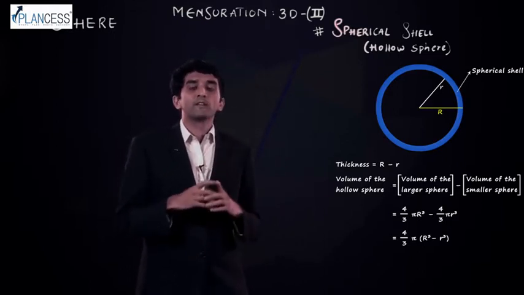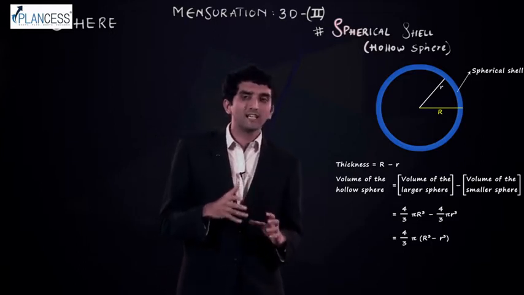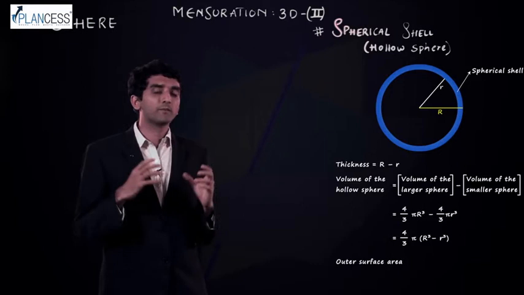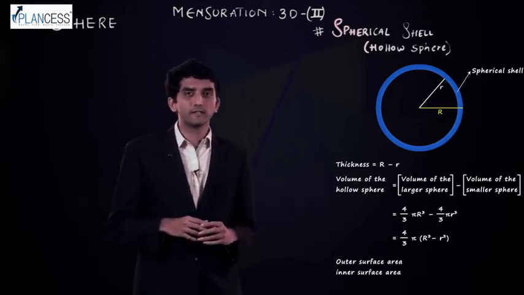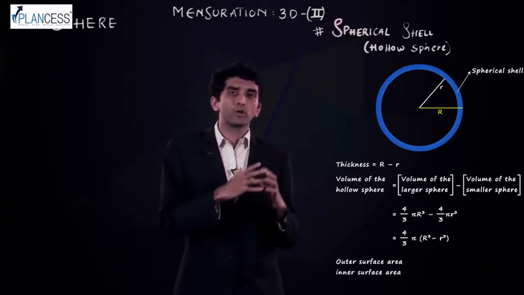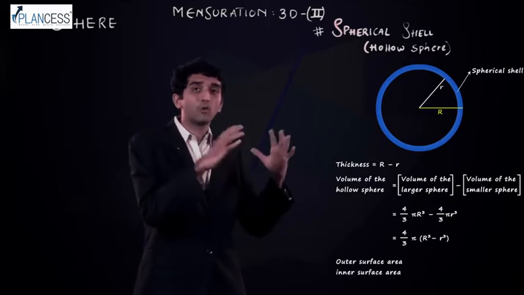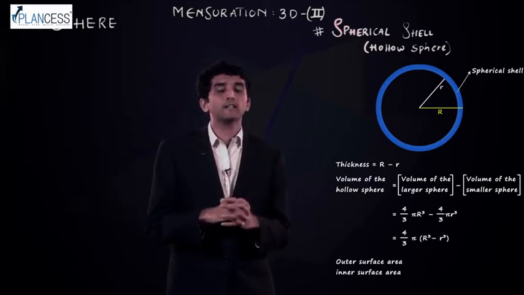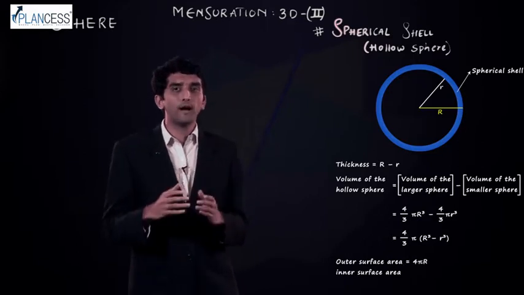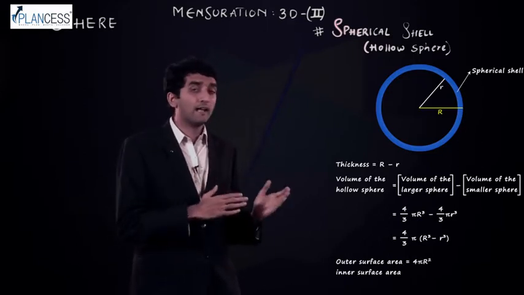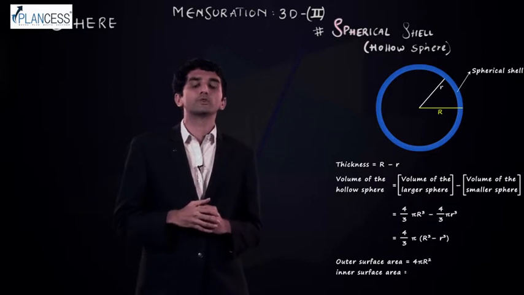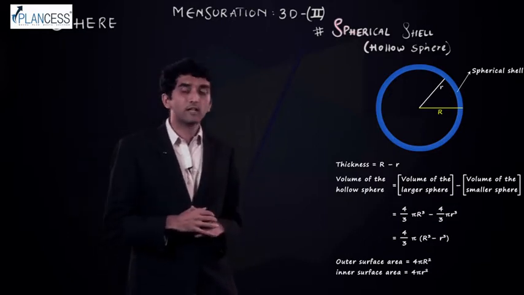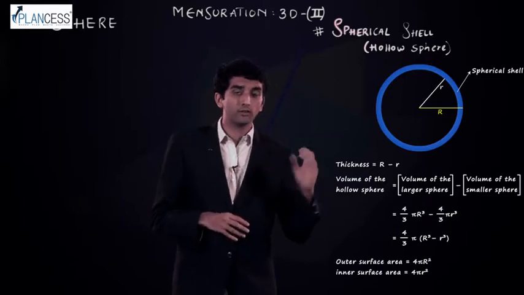Moving forward, there will be two surface areas for this spherical shell. One is the outer surface area and one is the inner surface area. Very naturally understood, because this spherical shell has an outer body and an inner body, right? So the outer surface area is going to be 4 pi capital R square, and the inner surface area is going to be 4 pi small r square. So these are again a couple of important formulas for the spherical shell.